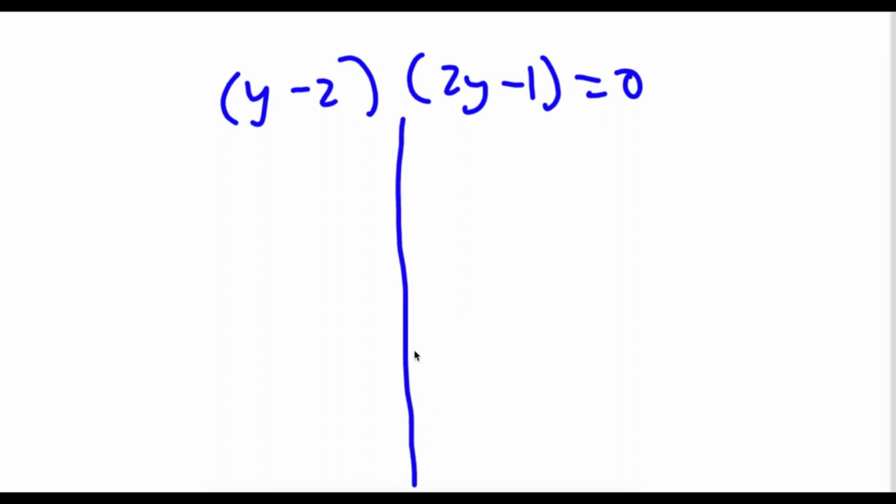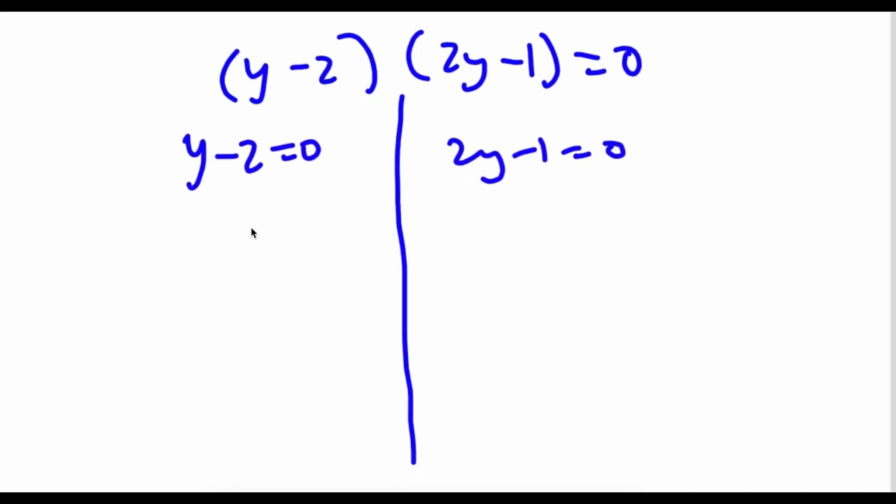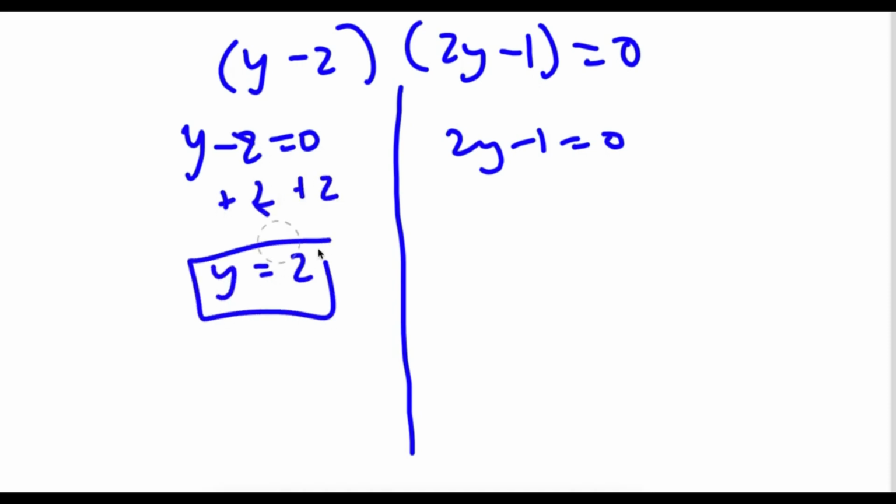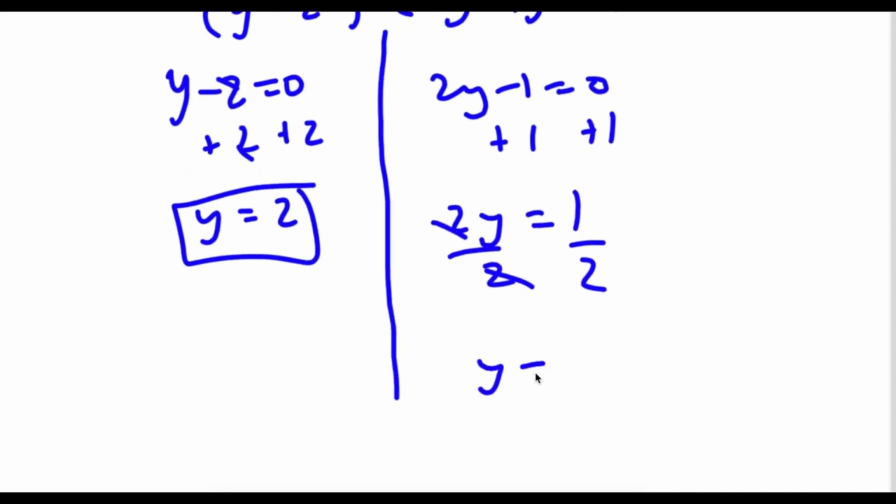So now, this gives me two equations. I have y minus 2 is equal to 0, and I have 2y minus 1 is equal to 0. For y minus 2 equals 0, I can simply add 2 on both sides, so I get y is equal to 2. For 2y minus 1 equals 0, first add 1 on both sides, so I get 2y is equal to 1, then I can divide by 2 on both sides. So I get y is equal to 1/2.